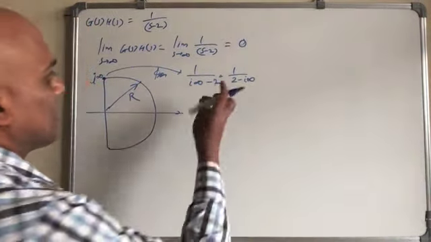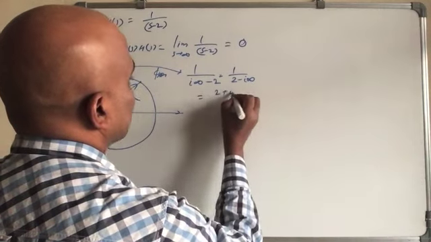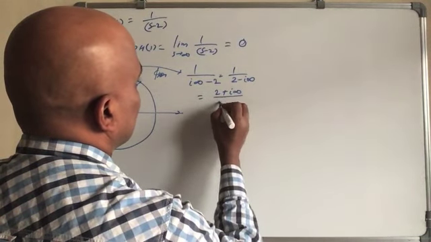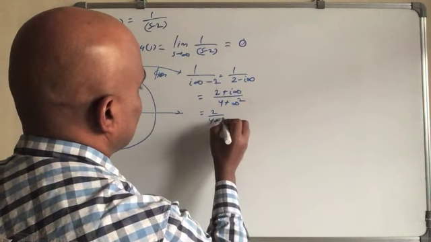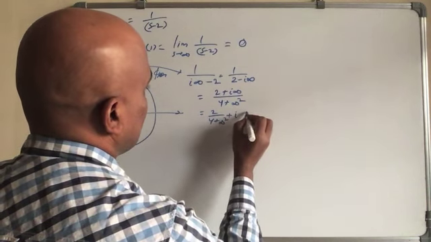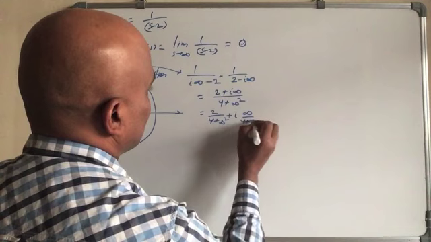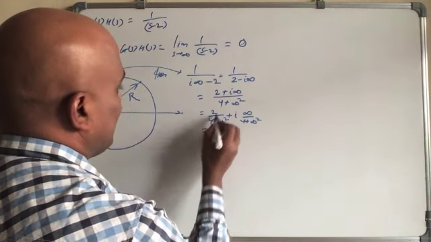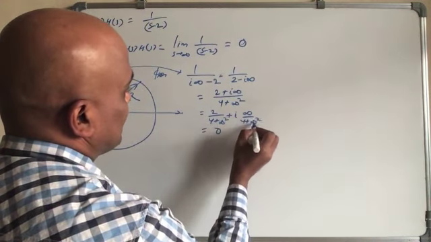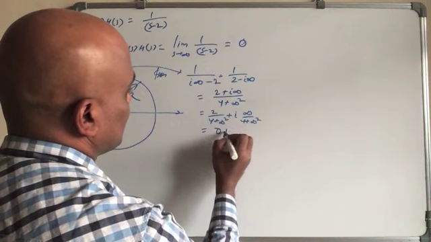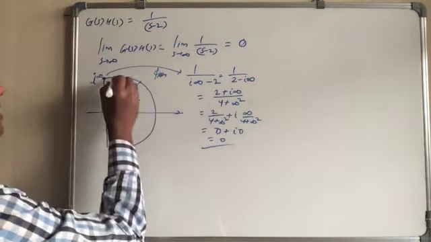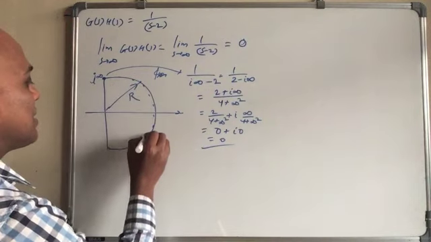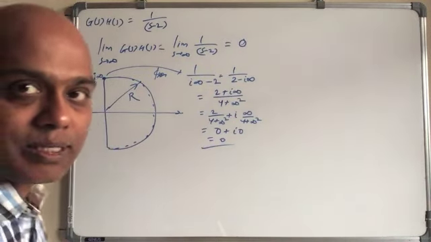So that will be equal to 2 plus I infinity over 4 plus infinity square, or 2 over 4 plus infinity square plus I infinity over 4 plus infinity square, and you know that this will be 0, since the denominator is bigger than this one. 0 plus I 0, simply you get 0. So regardless of which point you go to, everywhere the value will be 0 only. That's what it tells you.